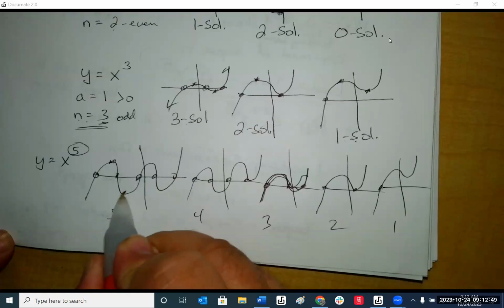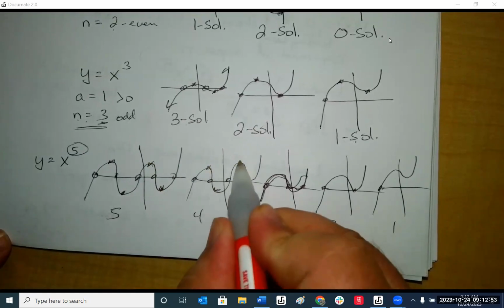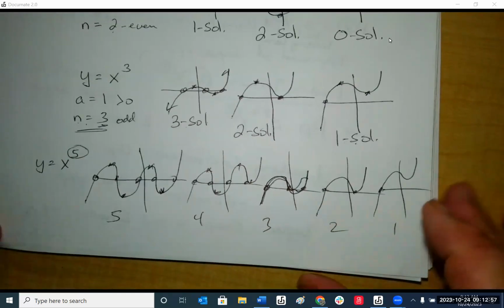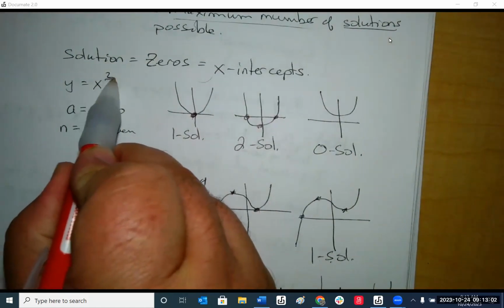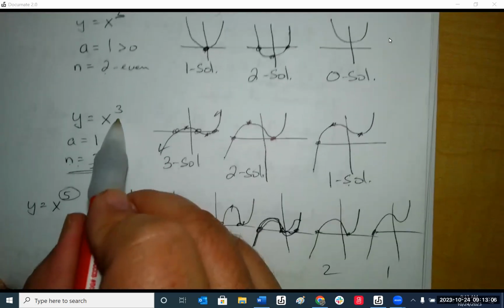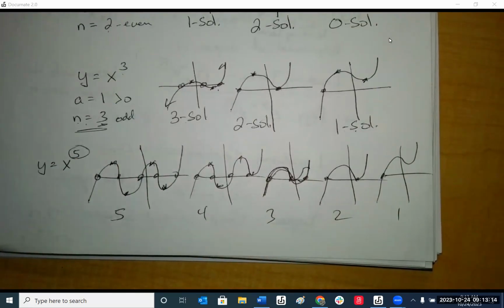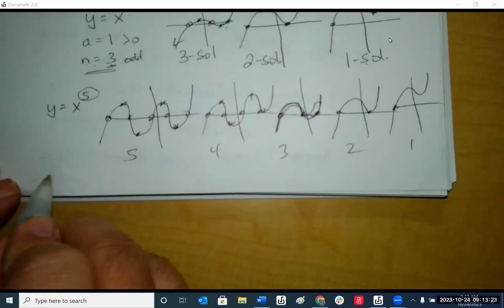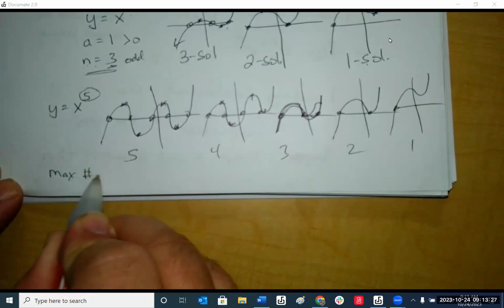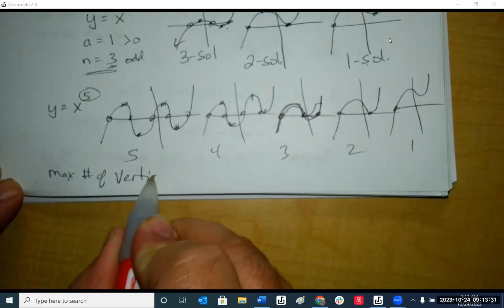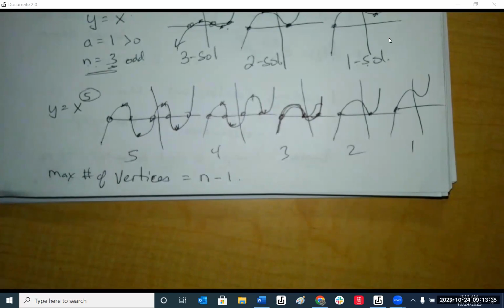In this one, we have 1, 2, 3, 4. So if n is 2, then we have one vertex. If n is 3, we have two vertices. If n is 5, we have 4. So what do you see there as the rule for the number of vertices? Yep. The maximum number of vertices is equal to n minus 1. So far, so good.